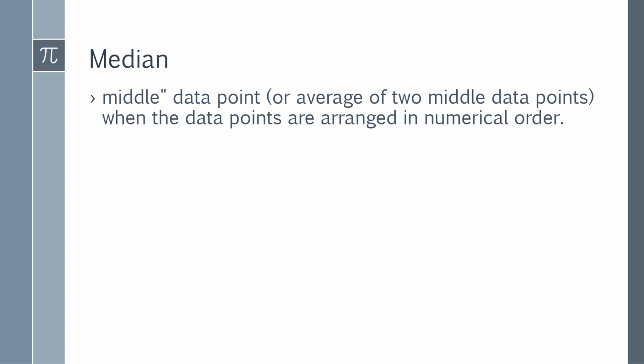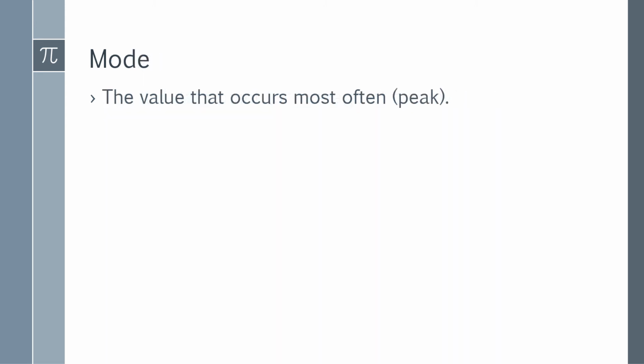The median is the middle point, or the average of two data points, when the data points are arranged in numerical order. You don't have to worry about putting things in order because Desmos is going to do all that for you. The mode is the value that occurs the most. So in other words, it's the peak.